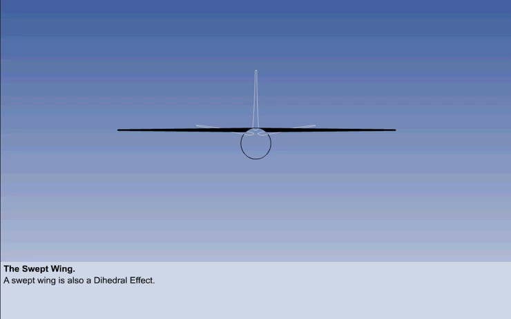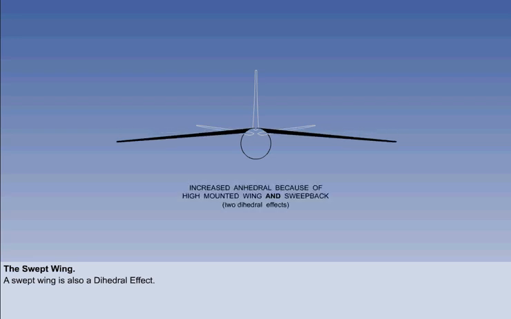If an aircraft has a high-mounted wing that is also swept, it will have two dihedral effects and may have too much lateral stability. If this is the case, the wing will require anhedral to ensure the proper amount of lateral stability.